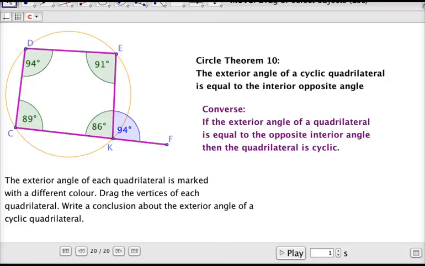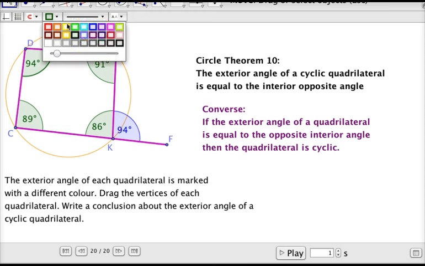Okay, we're now looking at circle theorem number 10, and that theorem is the exterior angle of a cyclic quadrilateral. Now, you've seen exterior angles of triangles before, so here's my cyclic quadrilateral, C, D, E, and I don't know why that's K, but it is. So the cyclic quadrilateral is C, D, E, K. Remember, if you extend one of the sides, then that blue angle there marked 94 is the exterior angle. Notice that it is equal to the interior opposite angle. If you look at what's next to 94, it's the 86. That's the interior angle, but the interior opposite one is up there, 94.